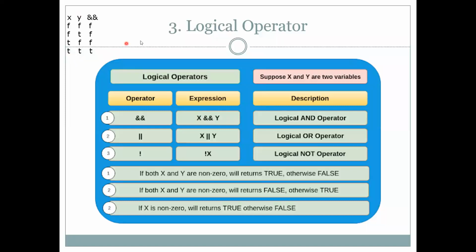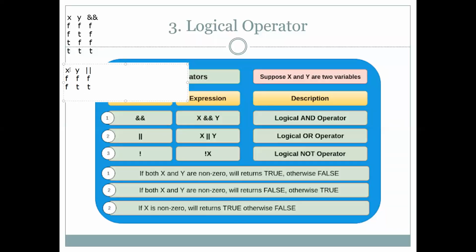But in case of your OR operator, it happens differently. Okay, x, y, and your OR operator. If both conditions are false, then output is false. If the first is false and the second is true, then output is true. If the first is true and the second is false, then your output is true. And if both are true, then output is obviously true. Okay.